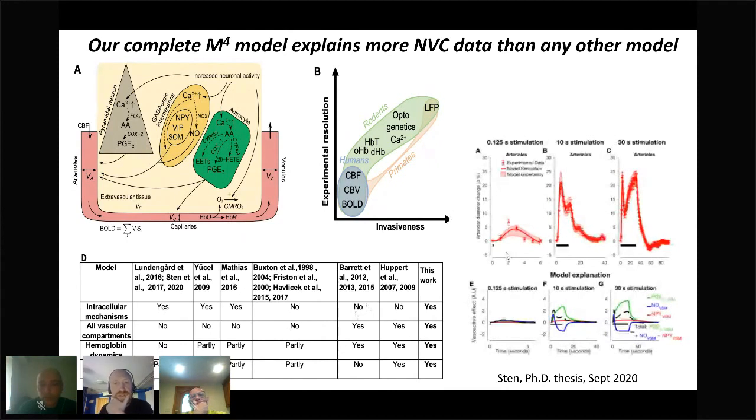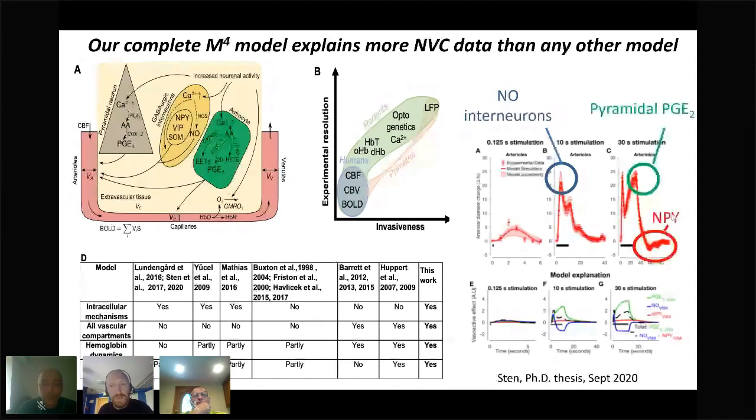And this allows us, again, to explain all of these complicated behaviors by looking into the model. So here we can see if you go from a short stimulus to a long stimulus, you can go from a one peak response to a two peak response. The first peak is explained by the NO interneurons, one of the interneurons here. And the second peak is explained by the pyramidal cells, and the post peak undershoot is explained by the NPY interneurons.